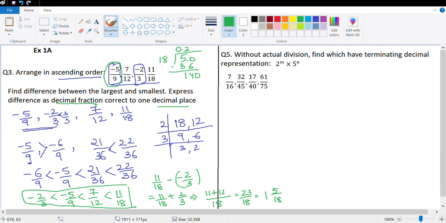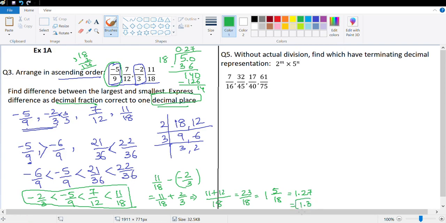Now, if I need to put it up to one decimal place, I need to find the answer up to two decimal places and then round it up to 1. So 18 into 7, that's 7 into 8, 56, that's 126. So 0.27, that's 126, that's 14, which means this is equal to 1.27. If I need to round it off, it will be 1.3.